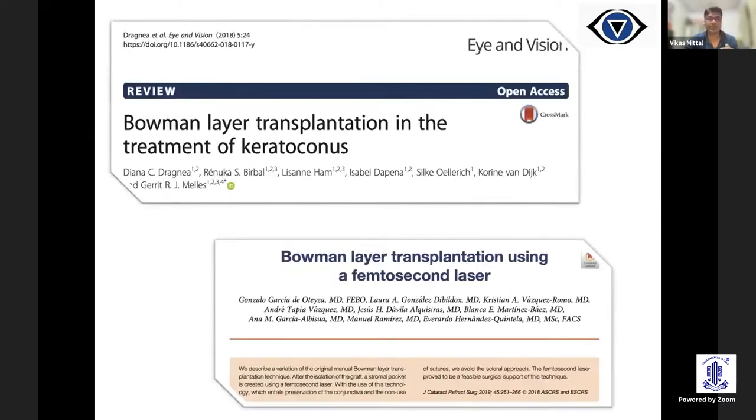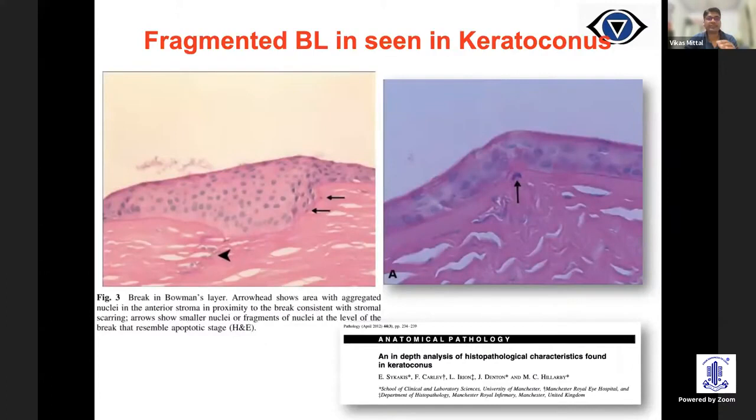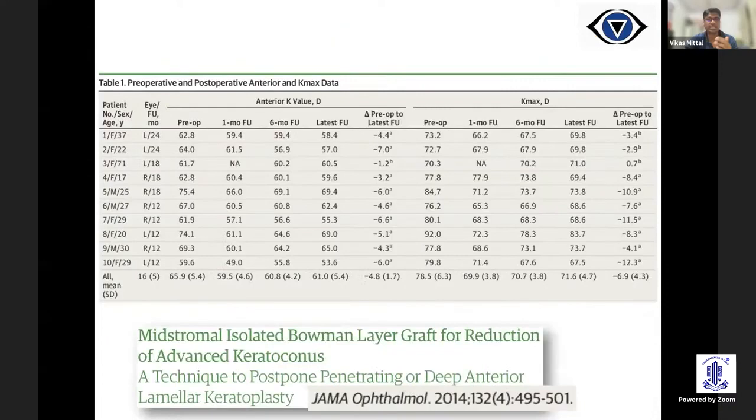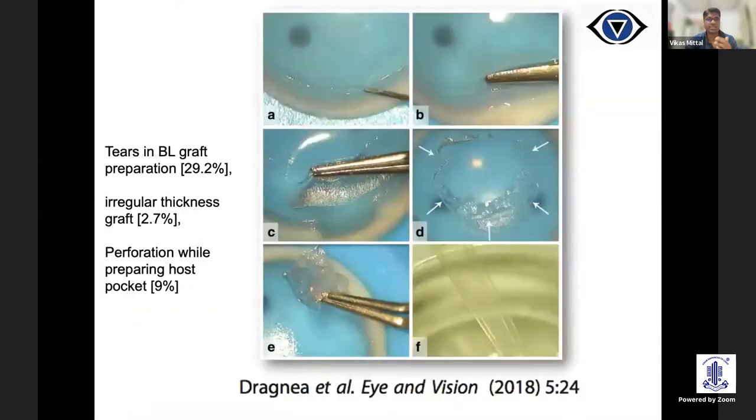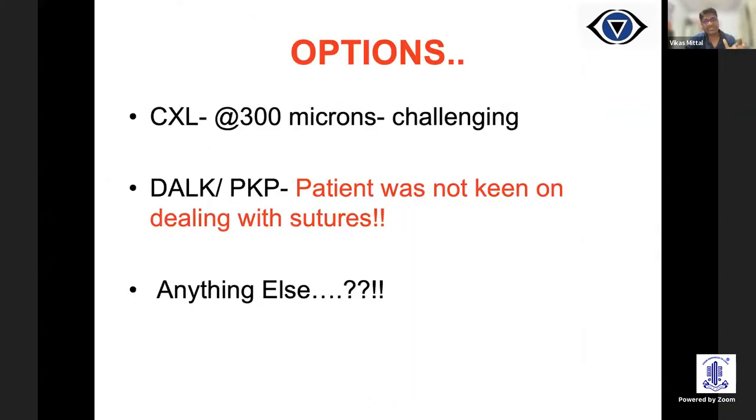It started with Dr. Melles describing Bowman layer, only Bowman layer going inside the cornea. The rationale was that in keratoconus you have a fragmented Bowman layer, so the support is lost. So if you place a Bowman layer in the stroma, it might cause stabilization of keratoconus. They have had more than 5 to 7 years of follow-up and found that Bowman layer as an additive procedure leads to stabilization. The challenge is that the surgery per se is sometimes challenging, and that's why most of these reports are from a single center.